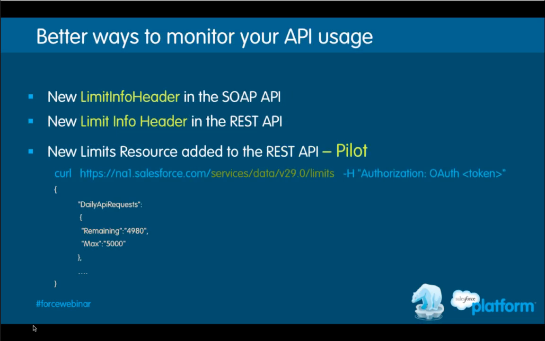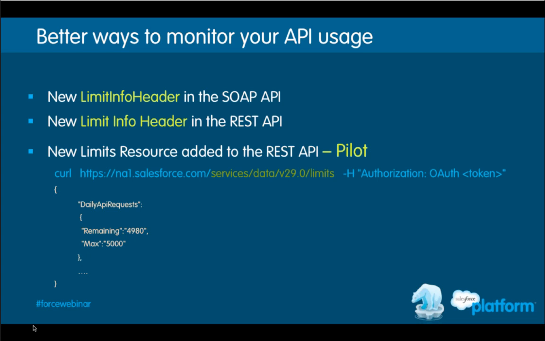But also the best way, obviously, to avoid getting yourself into trouble when it comes to limits is to never exceed them. So we've now made that easier in Winter 14. We've added a limit info header to the SOAP and REST API. So every time you make a REST or SOAP API call in Winter 14, as part of the response, in the header, we actually tell you how many API calls you have remaining for the 24-hour period.